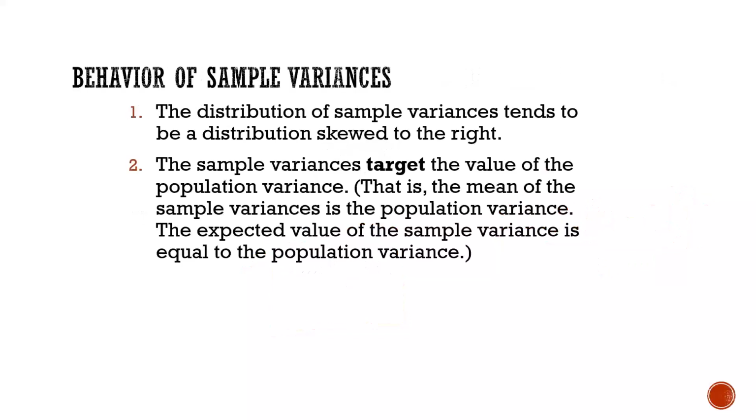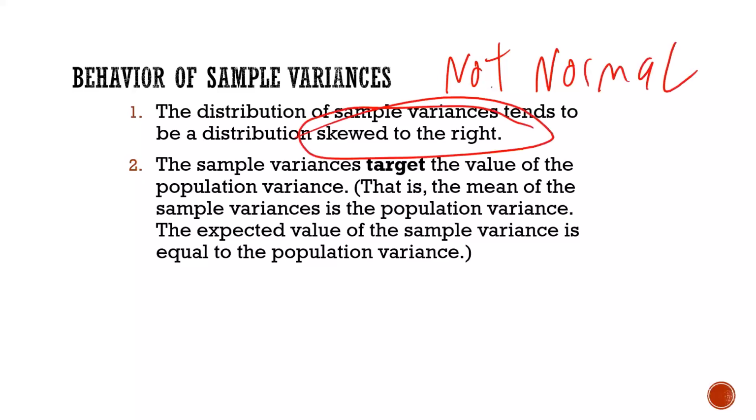So one thing, the distribution of the sample variance is the first of these 3 things that's not normal. It's in fact skewed to the right.